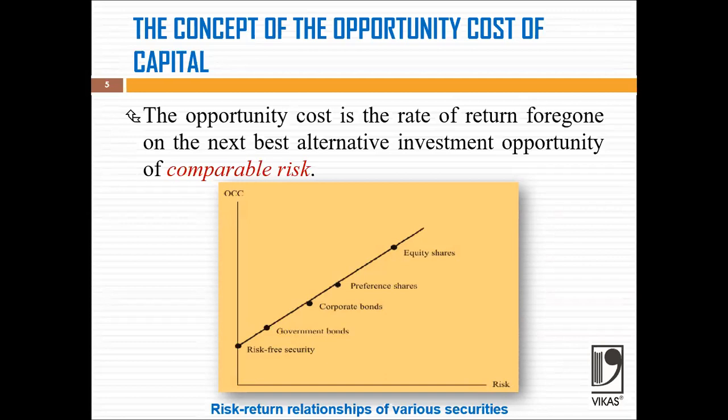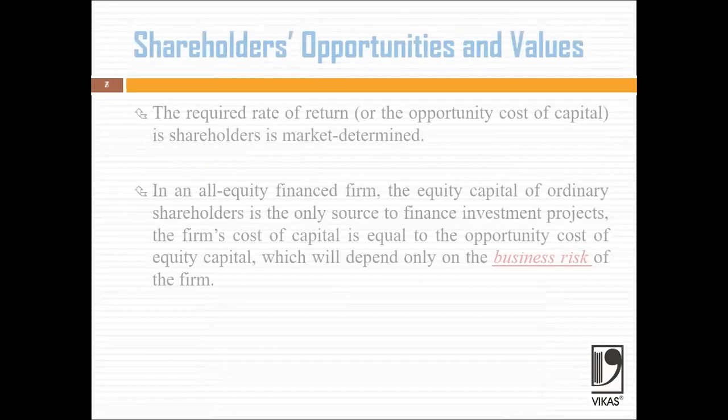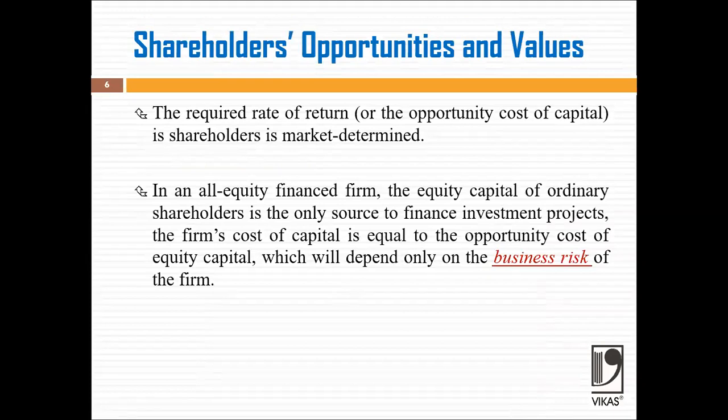When we look at the cost of capital with risk preferences, the most risky, or the highest opportunity cost of capital, is equity shares, then preference shares, then corporate bonds, and government bonds and the risk-free rate. So based on the risk and opportunity cost of capital, the rate on investment will increase. And shareholders' opportunities and values. The required rate of return, the opportunity cost of capital, the shareholders in the market determine.